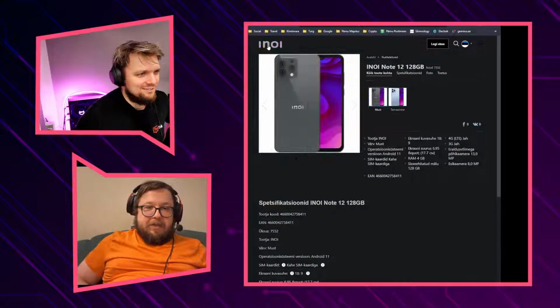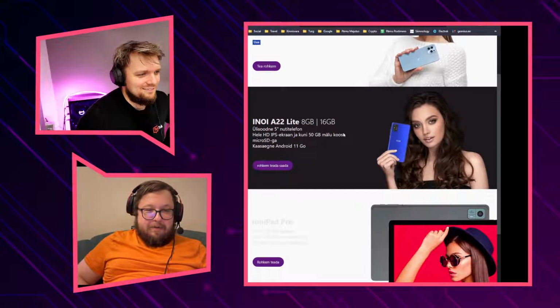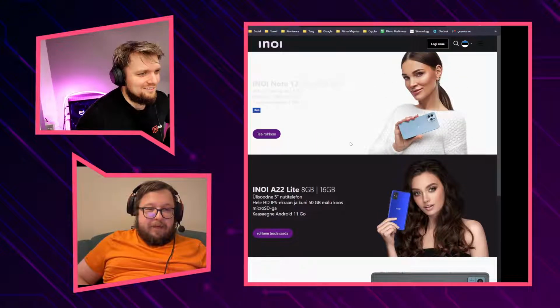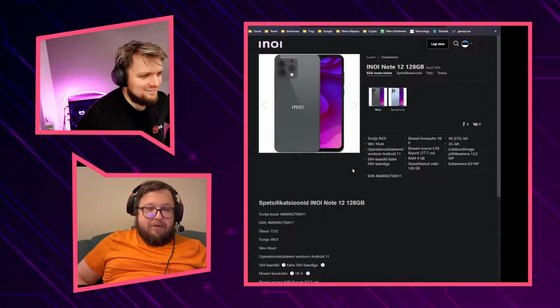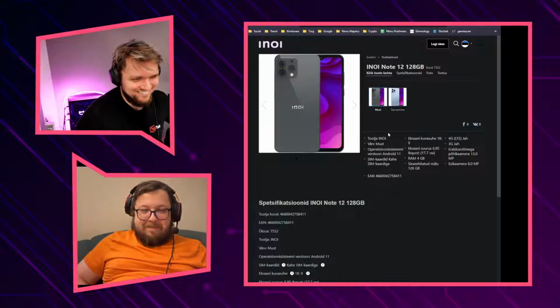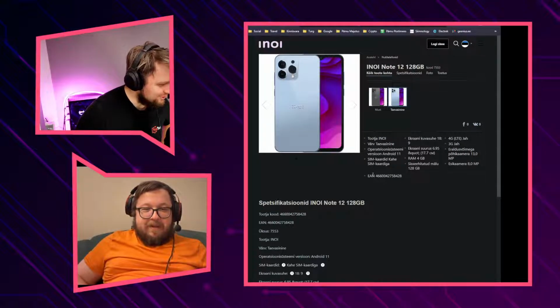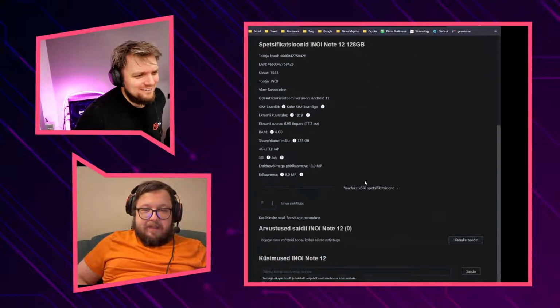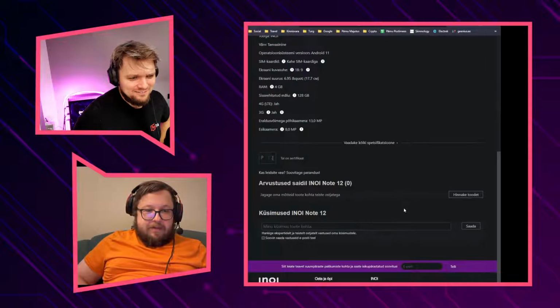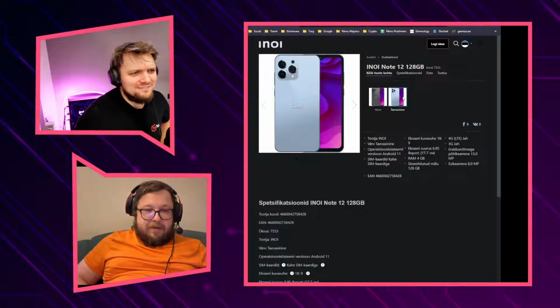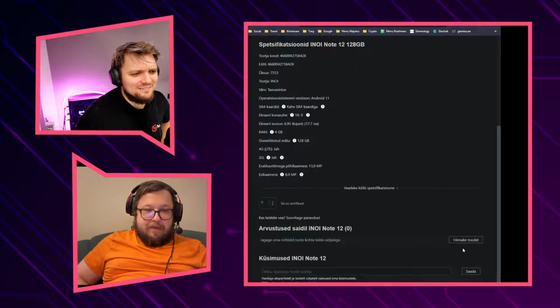My favorite marketing piece from this page that we're looking at right now is for the Inoi A62 Lite. Quote, smooth and comfortable operation with 2 gigabytes of RAM. Yeah, that's going to be very smooth and comfortable, I'm sure. But what's the price? Good question. So Note is the most expensive one, I guess.